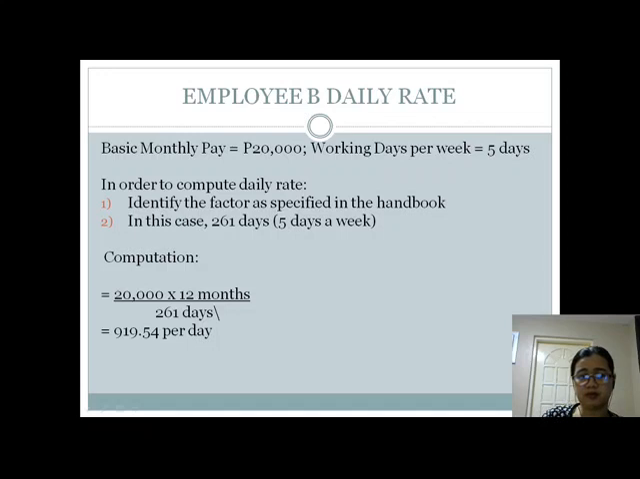So to compute his daily rate, take 20,000 and multiply it by 12 months, which stands for the 1 year, no? So 1 year is equivalent to 12 months. And then you divide it by 261 days, and then you get the daily rate of 919.54 per day. So it's again above the daily minimum wage in Region 7.